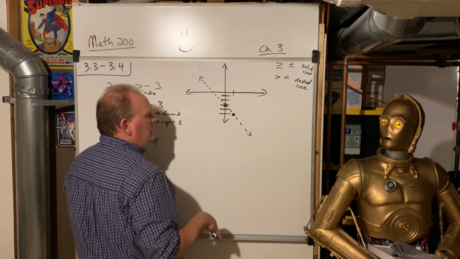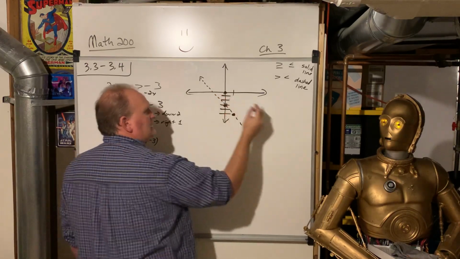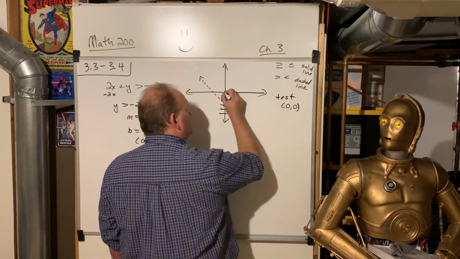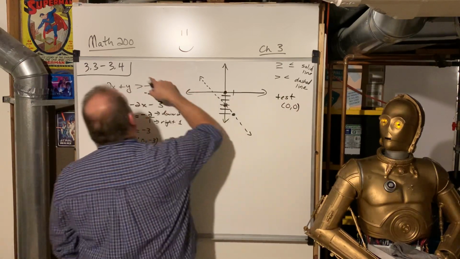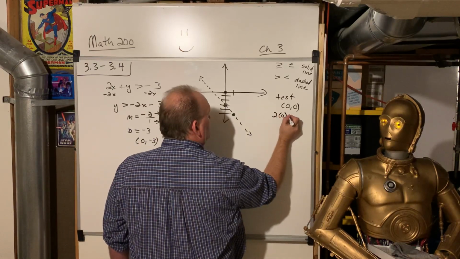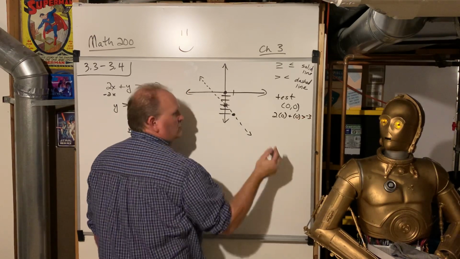All right, so now all of the points on one side work, all of the points on the other side fail. So the question is, well, what side do I shade? Well, do a test point. I always try the origin. That's super easy to put in, 0, 0. So we go back up to this original, and I put in 0 for x and 0 for y. And then I see if that gives me a true statement.